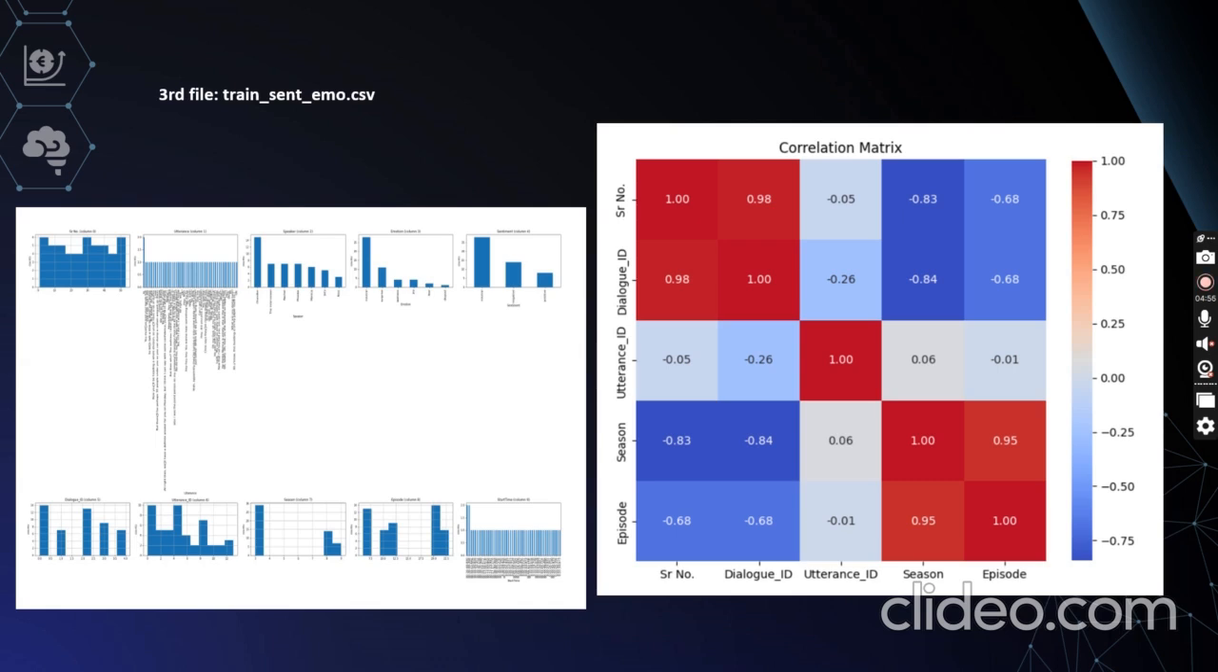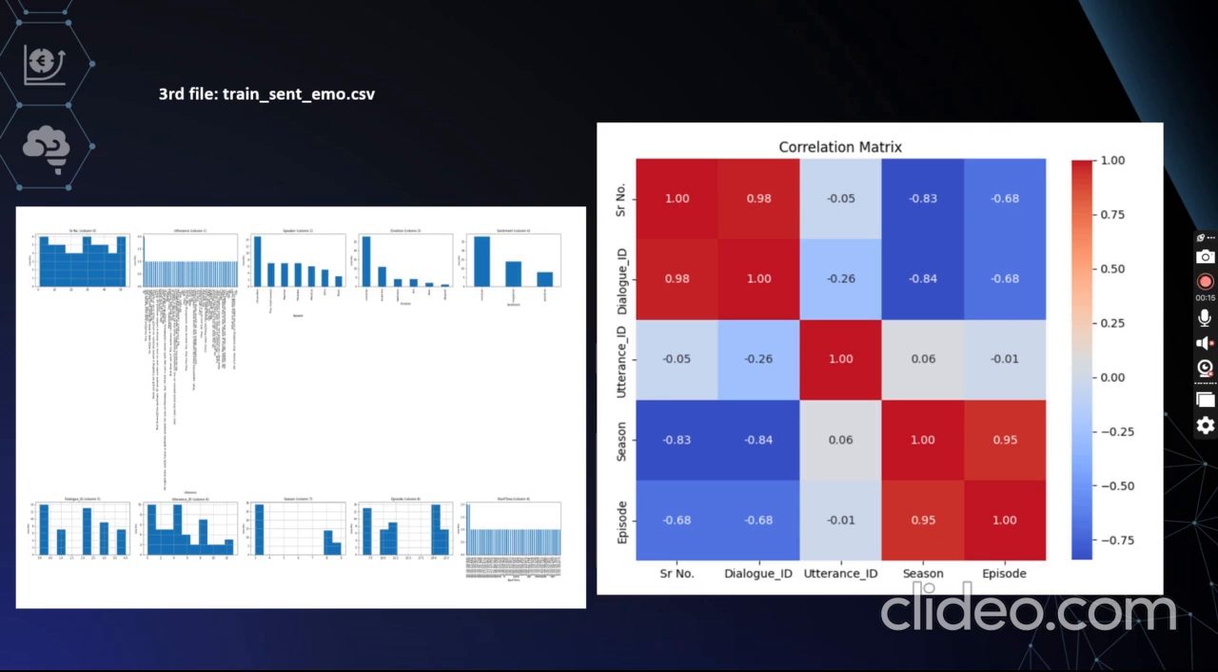It's happening in the utterance ID field. It shows very low correlation with all other fields, implying that the number of utterances per dialogue varies independently and doesn't follow a strong trend across the other features. So negative correlations: serial number and season, where we are getting minus 0.83, and dialogue ID and the season, where we are getting minus 0.84.